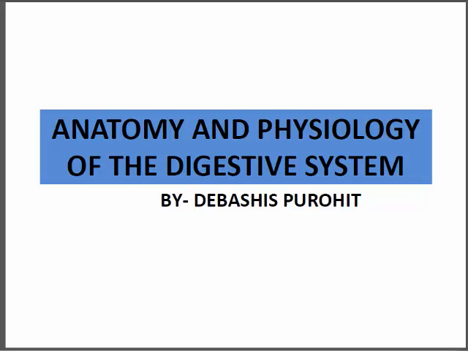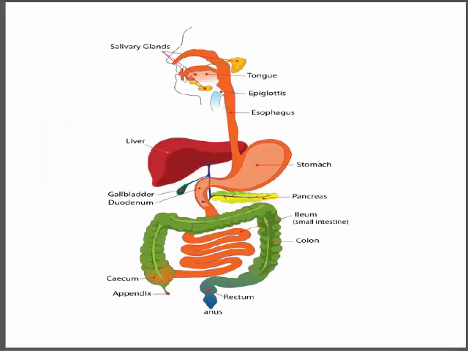Coming to the next slide, this is the whole diagram that describes the digestive system, starting from the salivary gland, then tongue, then epiglottis, then esophagus, then liver, stomach, gallbladder, then caecum, then ileum, pancreas, colon, rectum, anus, everything.